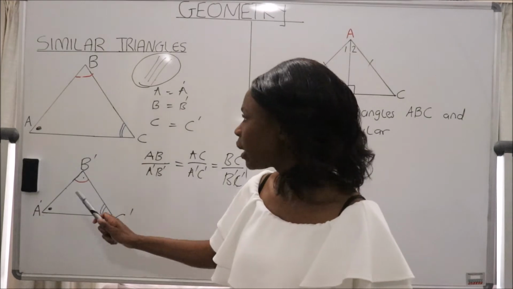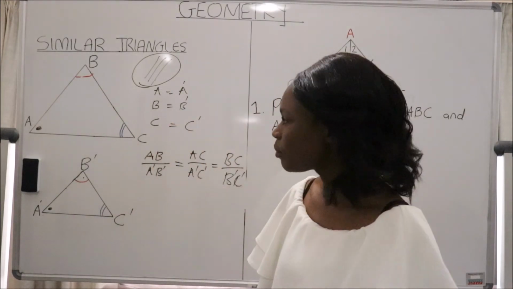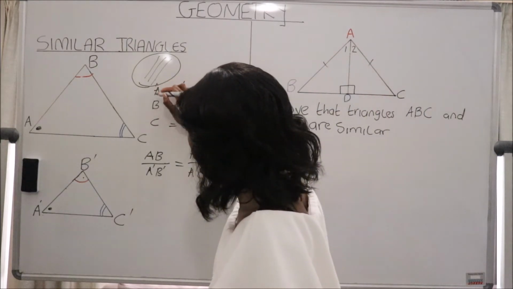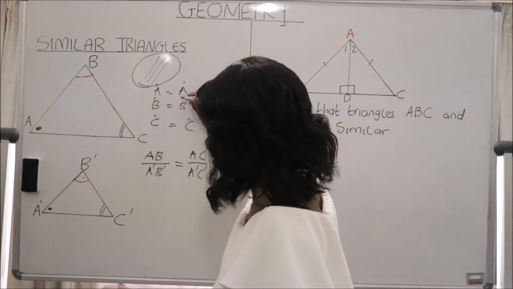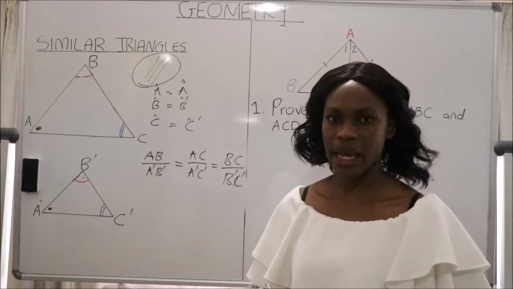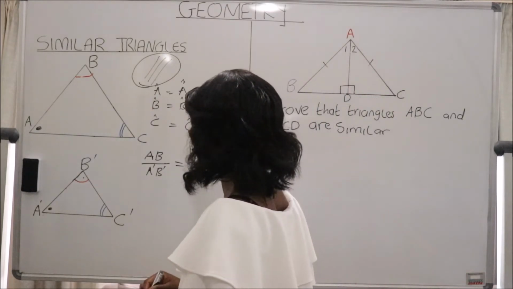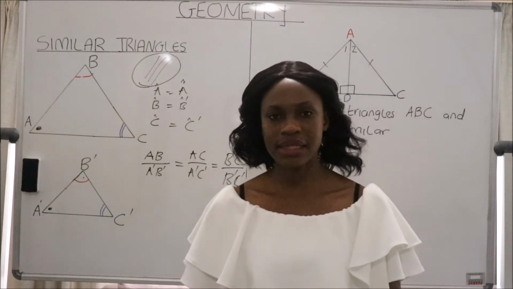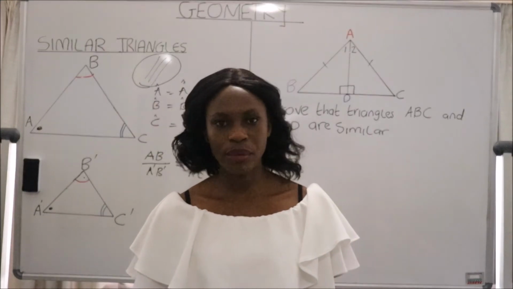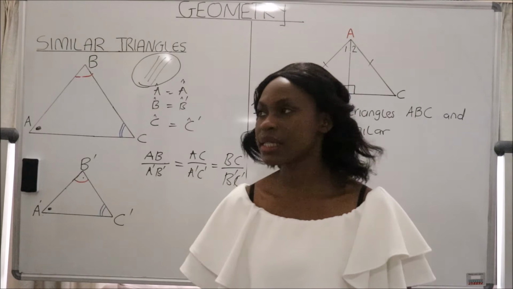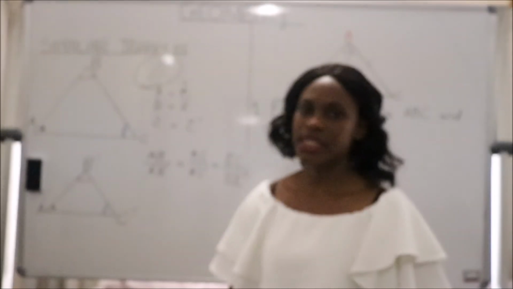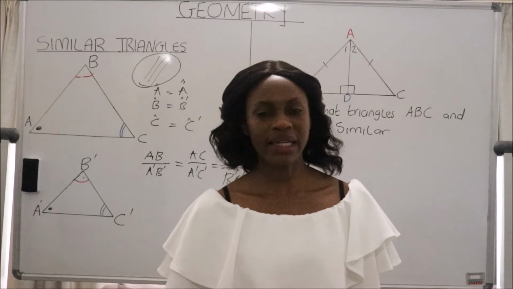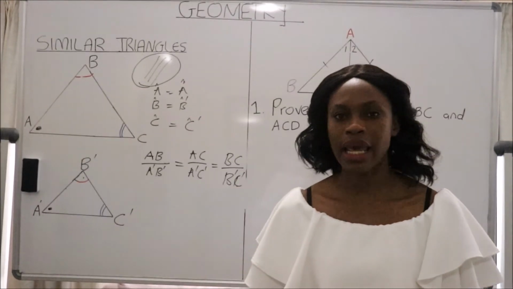For the first one, it was the angle of A is equal to the angle of A prime, the angle of B is equal to the angle of B prime, and also the angle of C is equal to the angle of C prime. So after writing that, you must always show thereof, that means that triangle ABC is similar to triangle A prime B prime C prime, and the reason for that is AAA, which means angle, angle, angle.